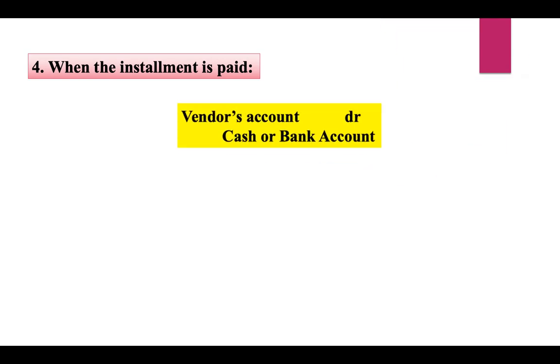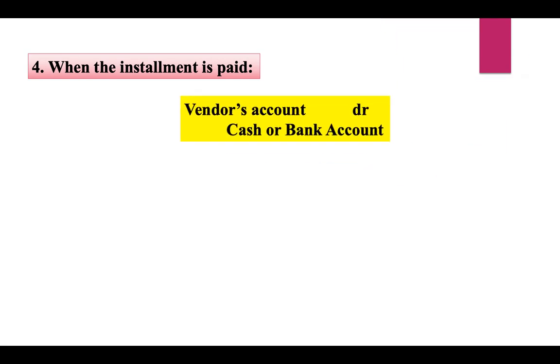Then we have the fourth one, that is when the installment is paid. Here two accounts are going to get affected. One is the cash or bank account as usual, and the other one is the vendors account. The vendors account is going to get debited and the cash or bank account is going to get credited with the installment amount which is paid by the hire purchaser. So the journal entry is vendors account debit to cash or bank account.